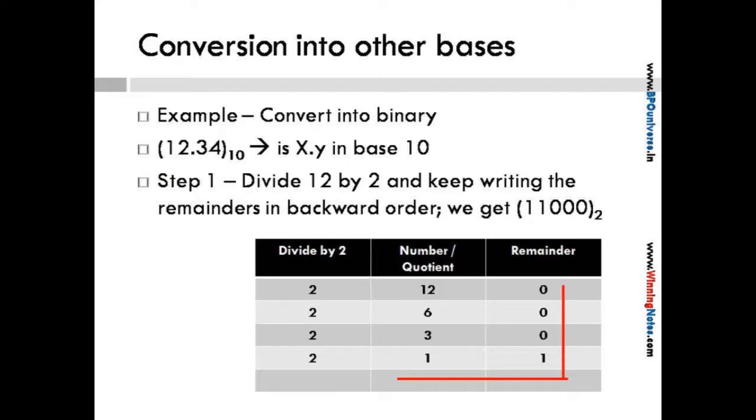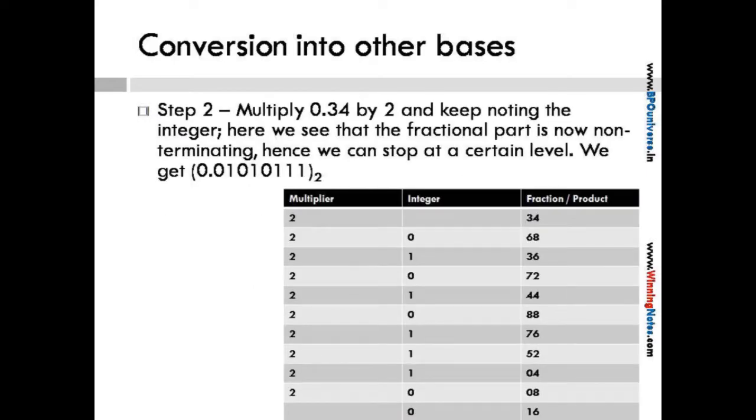Now let us see how we convert the 0.34 into the binary form. We said that this is in the form of point y and you have to multiply that by 2 and keep noting the integer. So let us start. The fraction is 34, we multiply that by 2, we get 68, integer is 0 because there is no quotient coming from this fraction. Next you multiply 68 by 2, you get 136. So 36, which is 2 decimal points, will be the fraction and 1 will come as the integer.